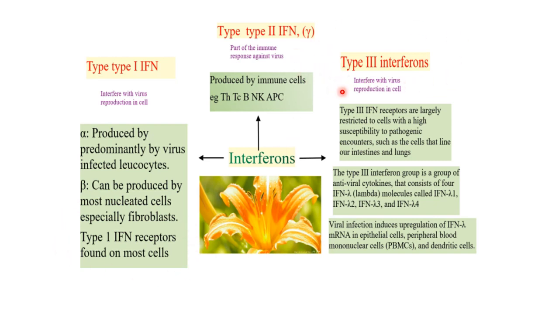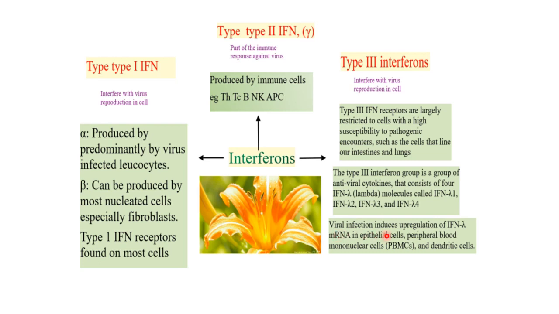Type 3 interferons interfere with virus reproduction in cells. Type 3 interferon receptors are largely restricted to cells with high susceptibility to pathogenic encounters, such as the cells that line our intestine and lungs. The type 3 interferon group is a group of antiviral cytokines that consists of 4 interferon lambda molecules called interferon lambda 1, 2, 3, and interferon lambda 4.